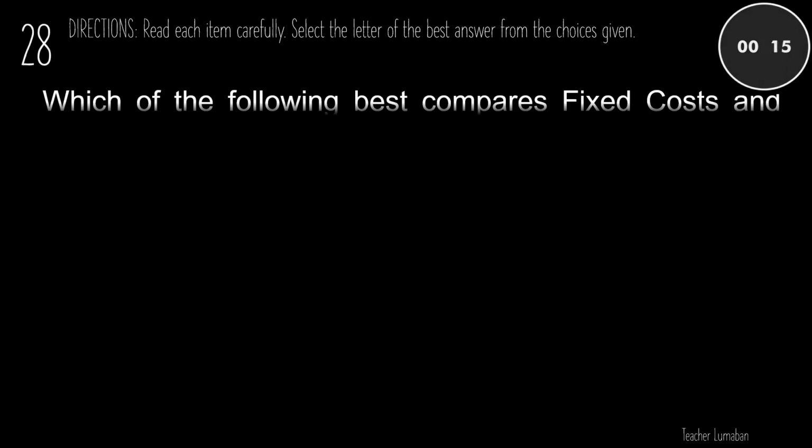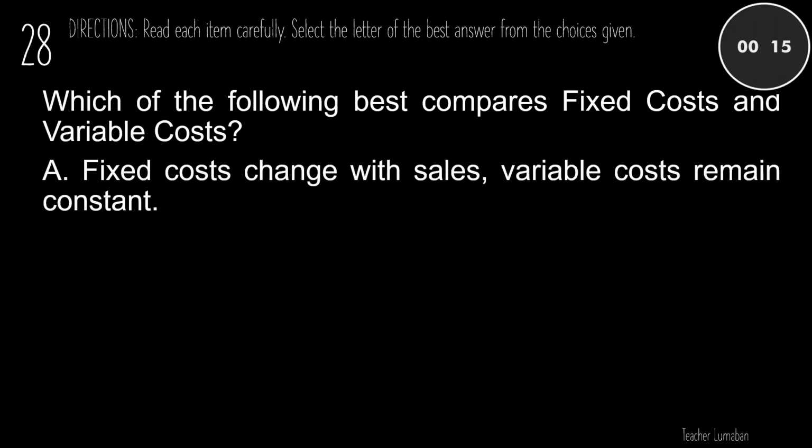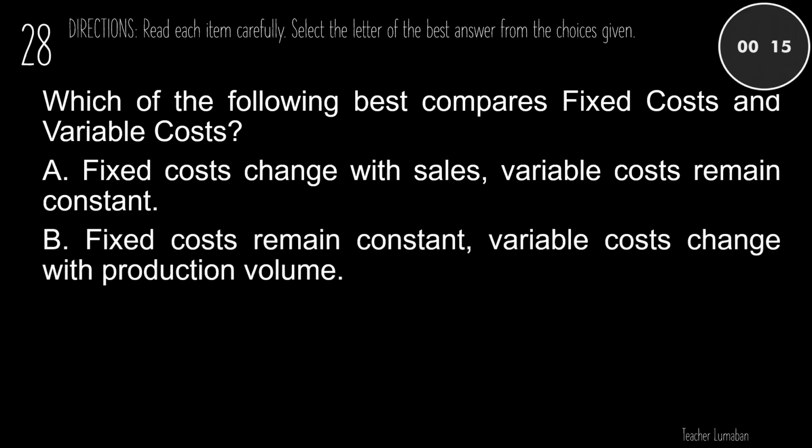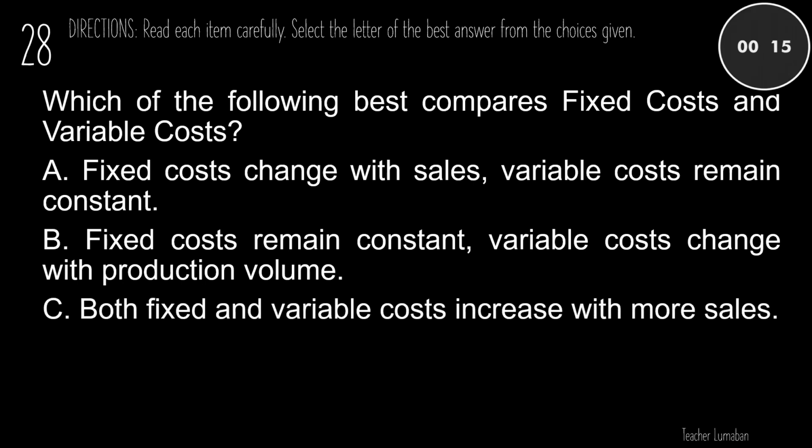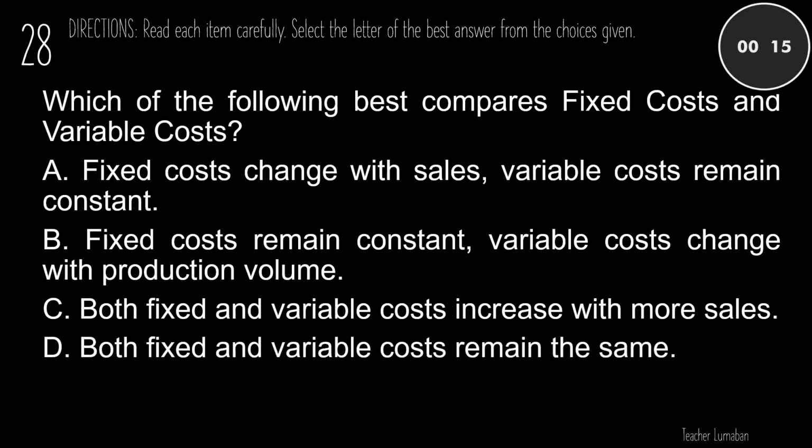Which of the following best compares fixed costs and variable costs? A. Fixed costs change with sales, variable costs remain constant. B. Fixed costs remain constant, variable costs change with production volume. C. Both fixed and variable costs increase with more sales. D. Both fixed and variable costs remain the same.